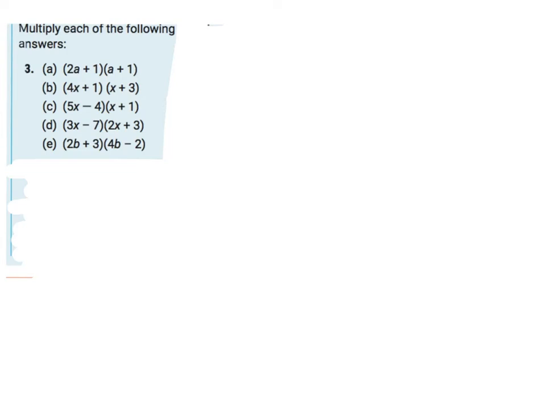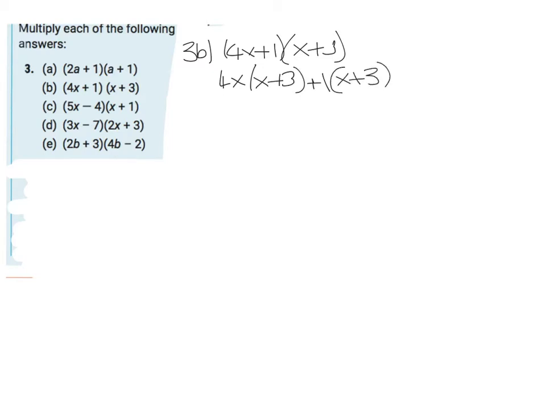Okay, so we'll start with the homework first. 3b, 4x plus 1 and x plus 3. Split the first, repeat the second. 4x and plus 1, they're split up. And x plus 3 is repeated. So the 4x, so we take this one first.